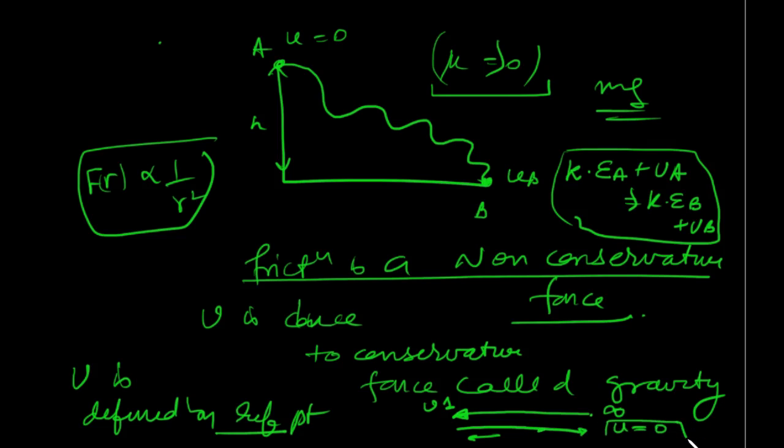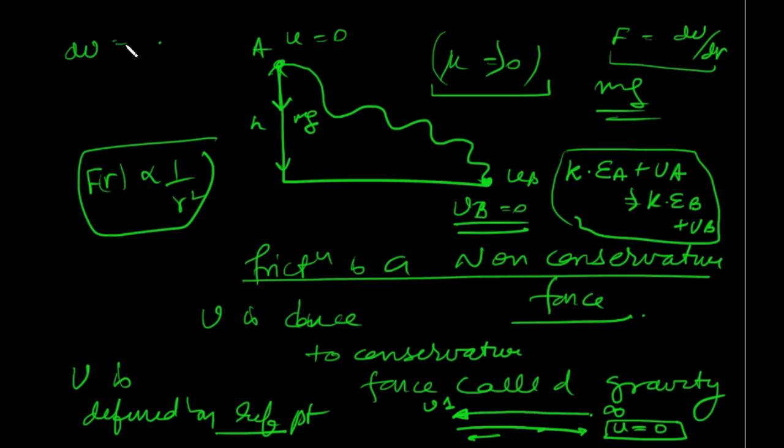So I need a reference point for potential always. So I am taking B as the reference point, and I am taking potential energy at B as 0. Since F equals minus dU by dr, and if we just consider the weight mg, at point A, dU would be equal to F dr, and we integrate this. What is F? F is mg.